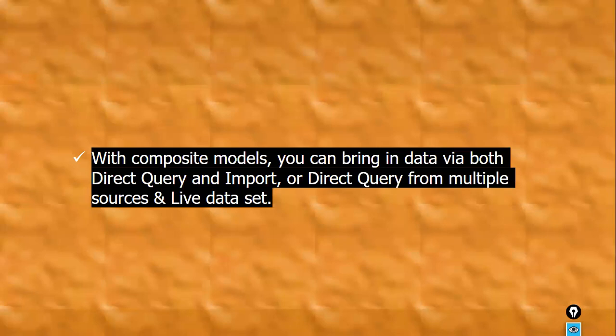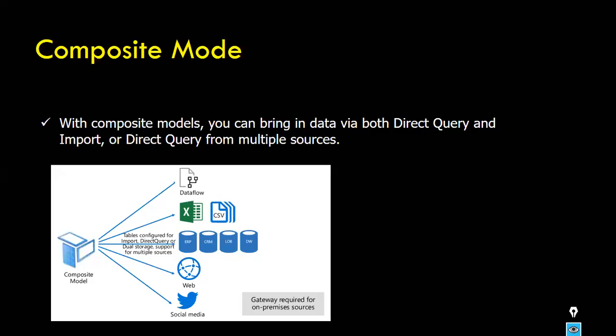So we are done with the three types, and the next one is the composite mode. Composite mode is a hybrid of import as well as direct query. Look here. You can connect to any type of web sources, web data, social media, CSV, or Excel file, you name it, anything, dataflow, everything, the combination of all the files. Import mode, direct query mode, or the combination of these two, and it supports multiple. So that is what is called a composite mode.